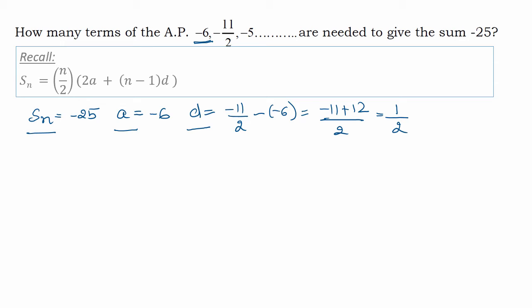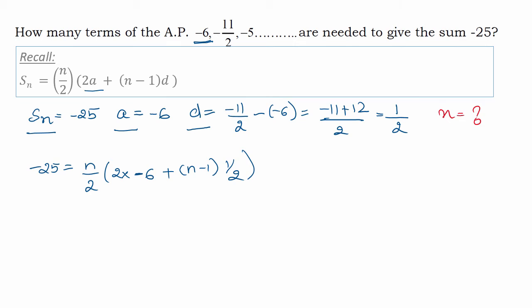We have to find the value of n. How do we find the value of n? Let us substitute in the equation. So what is given? -25 equals n, which we have to find, divided by 2 multiplied by 2 of a. So what is 2a? 2 times a is 2 times -6. Then plus (n minus 1) d, d is half. Okay, so this is the equation.